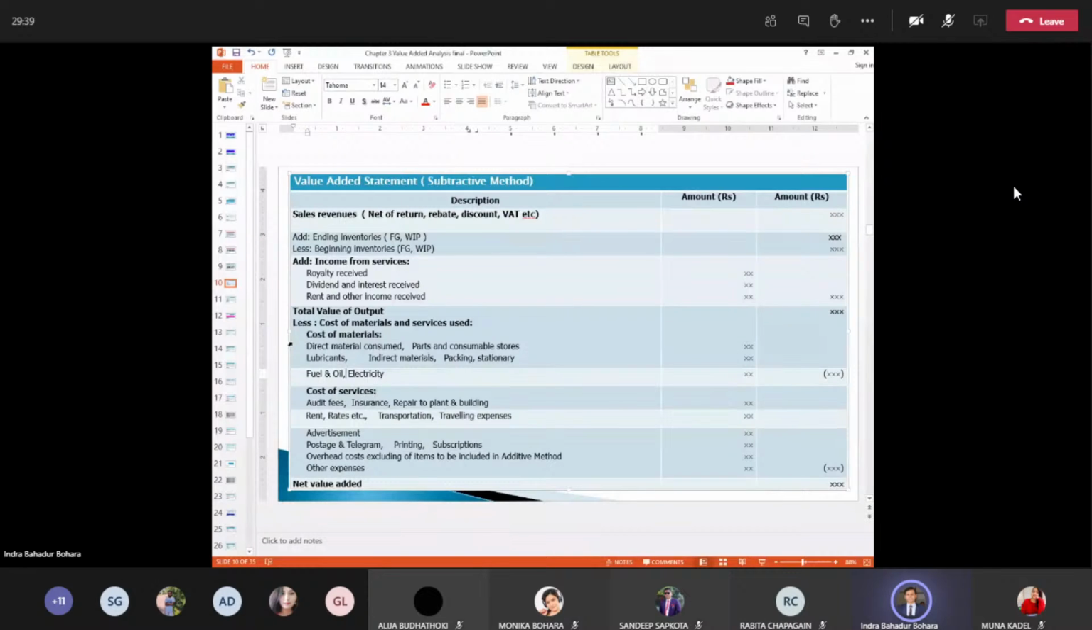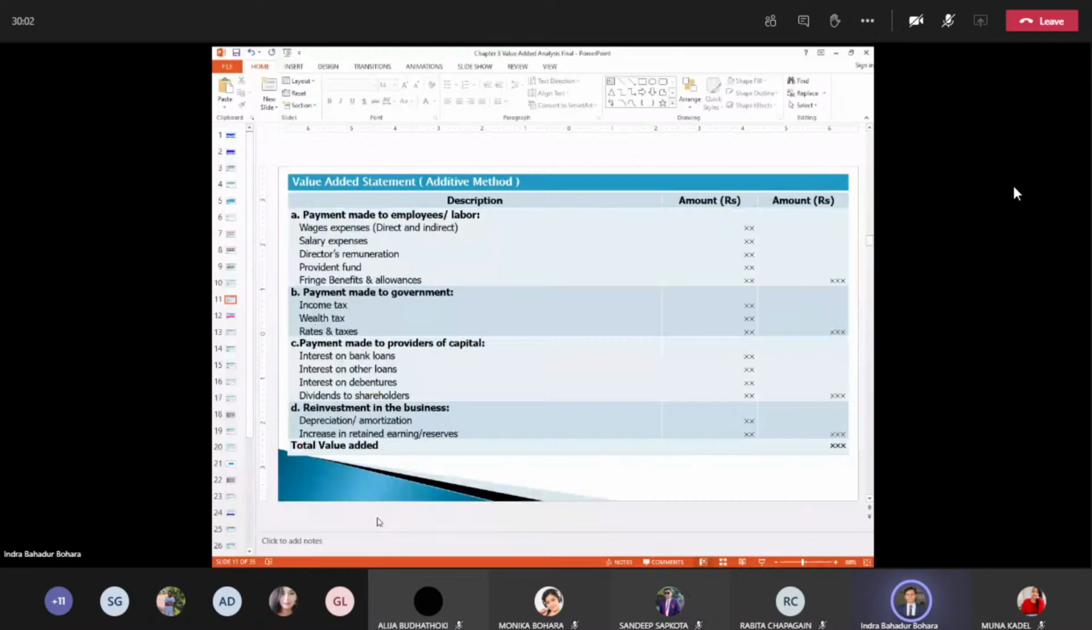And under additive method, value added is calculated showing the distribution of that value added calculated under the subtractive method. Let's say net value added you calculated under subtractive method is 10,000 rupees, and why you have added this value over the cost of material and services, that will be verified from the value added statement under additive method. So out of net value added 10,000 rupees, some portion of value is added for the distribution to the employees.